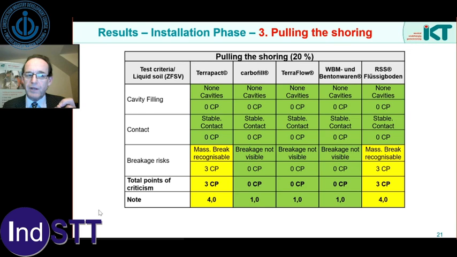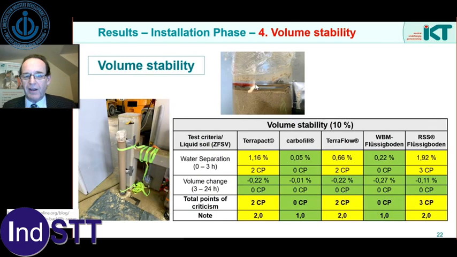We looked at volume stability. So this is a product containing water. And so in these tubes, we looked to see what happened in terms of settlement and also the settling out of the water above. And we scored them again. And we've got a range of scores from 1 to 2 here.